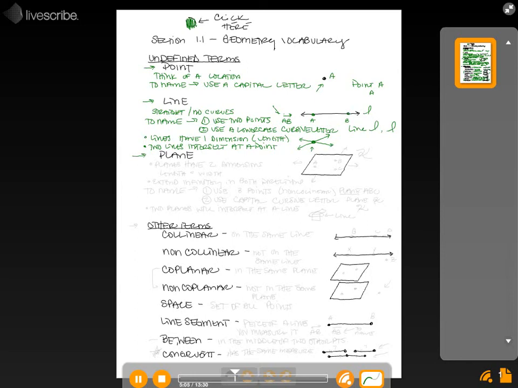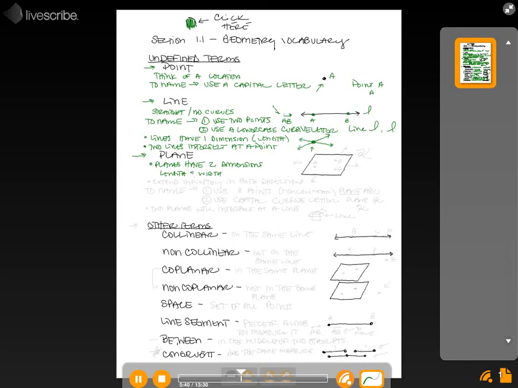All right, our next word, our last undefined word, is a plane. Now, plane is kind of hard to draw because it's like a line. It extends infinitely, but it extends infinitely in two directions. So there's our first thing. First bullet point. Planes have, lines only have one dimension, planes have two. They have length and width.